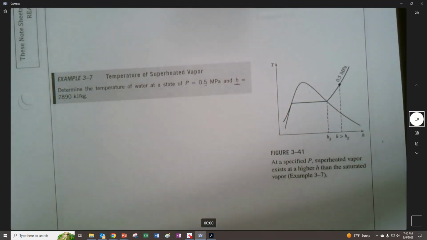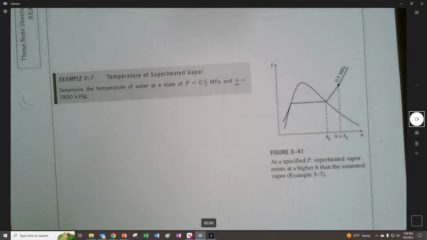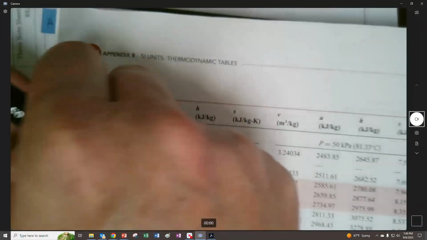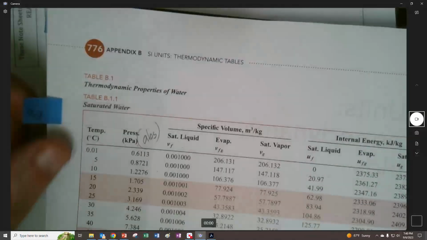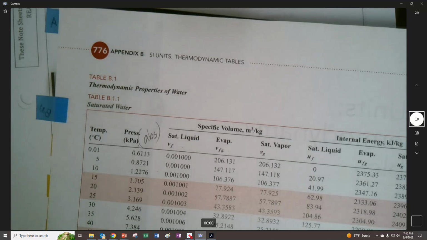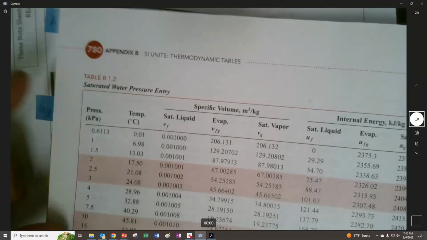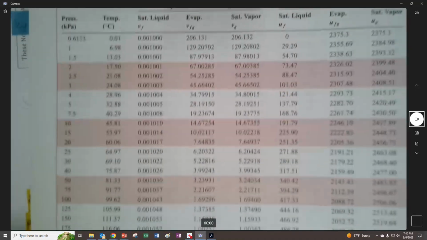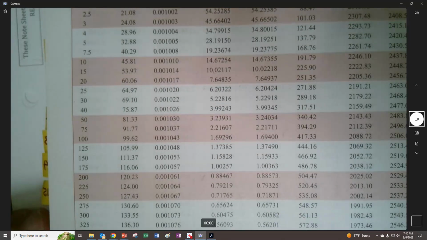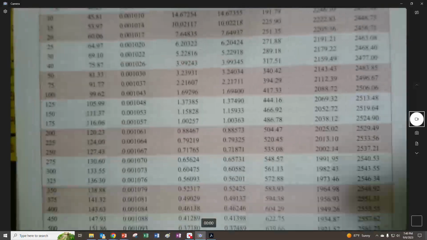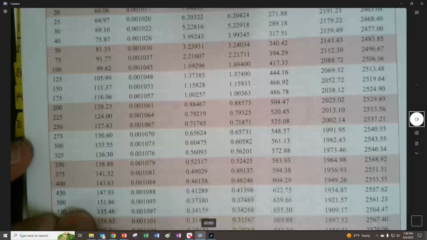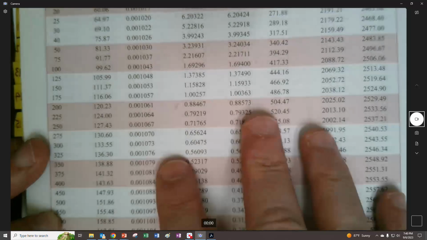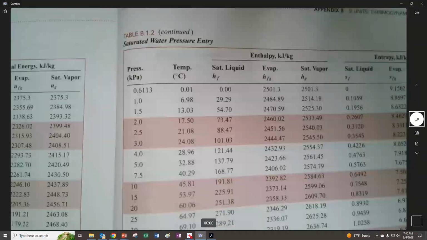So back to the tables, and it's nice to have these tabbed. First off, what you want to do is go to the first one and find that pressure. Well, no, go to the second one. It's a lot easier to do with the second one. This is indexed, and on the front page, we indexed by, what was the pressure again? Pressure was 500, right? So sure enough, 500 right here. And now the enthalpy is going to be on the second page, right? Because you get specific volume and internal energy on this page. You have enthalpy and entropy over here.